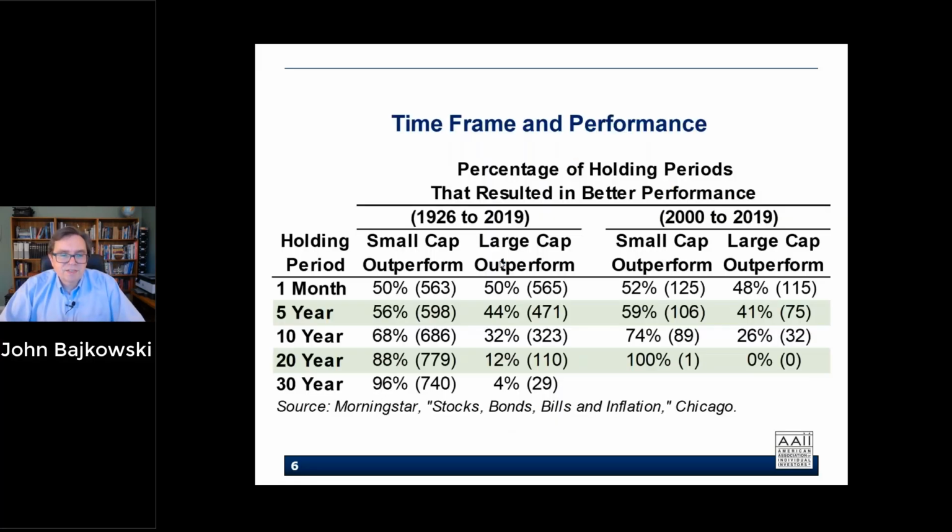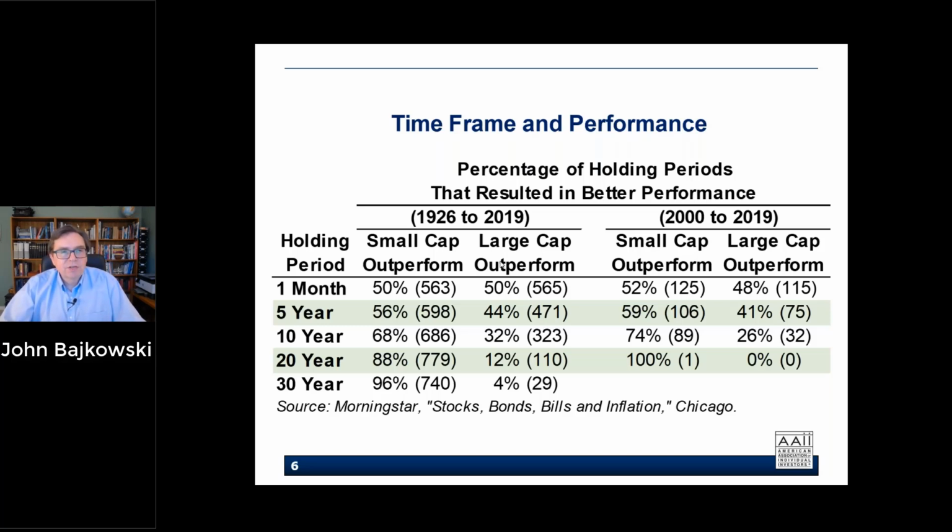The other interesting notion to keep in mind is what impact time periods have on your rate of return, your performance. This is a slide that came out of the latest Ibbotson book, the Morningstar Duff Phelps SBBI book. They looked at the performance of small caps versus large caps, what percentage of the time they tend to outperform. If you go back to 1926 through the end of last year and look at monthly holding periods, it's about 50-50. Any given month, small caps or large caps can outperform.